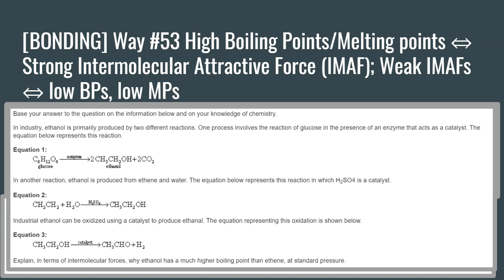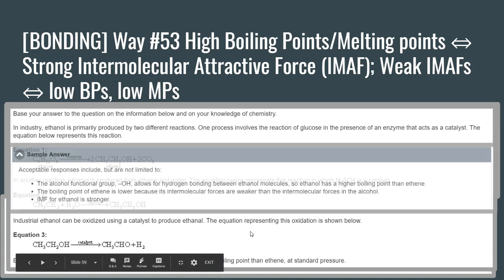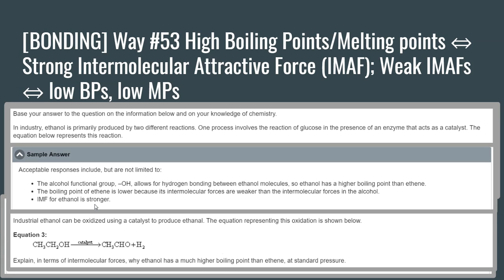If a substance has a higher boiling point, it means its IMAFs are stronger compared to the substance with the lower boiling point. So your answer should include something about intermolecular forces. Intermolecular forces for ethanol should be stronger if its boiling point is higher. You could also say that the boiling point of ethene is lower because the intermolecular forces are weaker than the intermolecular forces in the alcohol. You might also state something about hydrogen bonding. The alcohol functional group, OH, allows for hydrogen bonding between ethanol molecules. So ethanol has a higher boiling point than ethene. Basically, the bonding that exists between the molecules is so strong that it takes so much energy to boil ethanol compared to ethene.